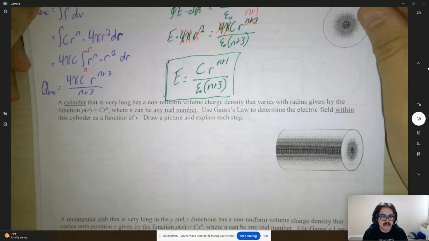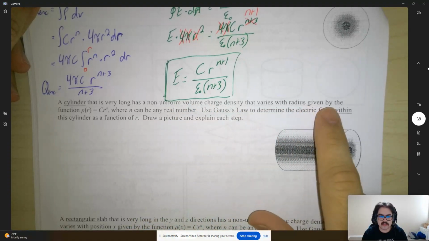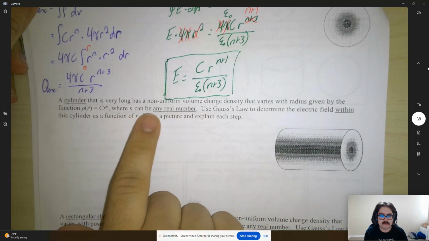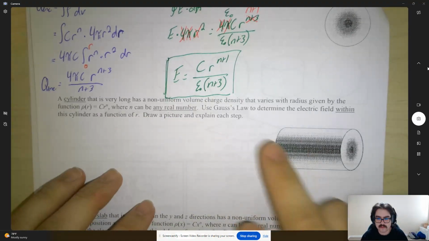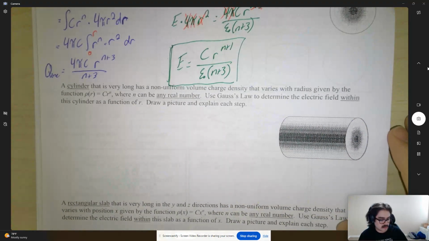Okay. A cylinder that is very long and has a uniform volume charge density that varies with radius is given by this function, where n can be any real number. Use Gauss's law to determine the electric field within the cylinder as a function of r. Draw a picture and explain each step. Perfect.